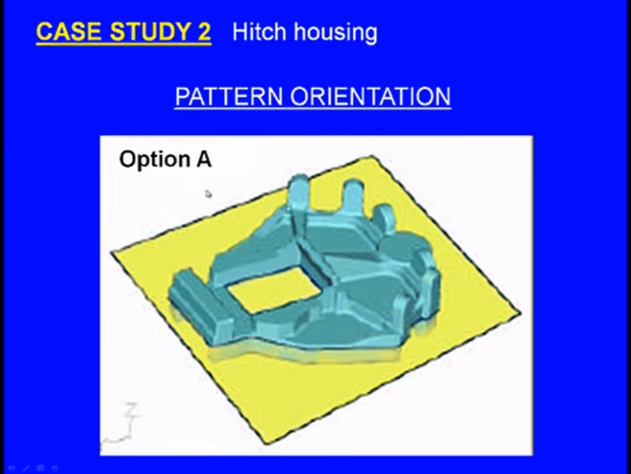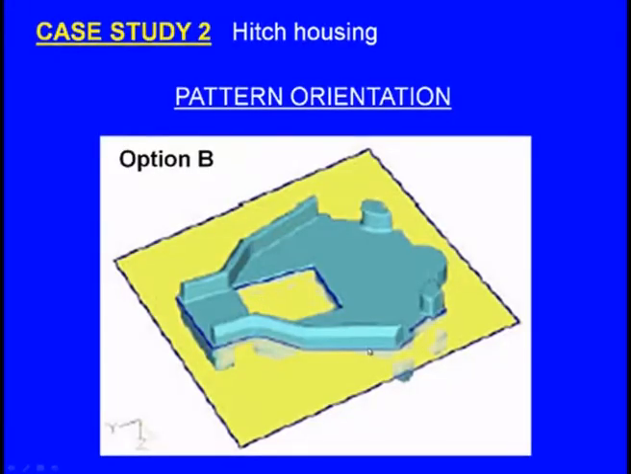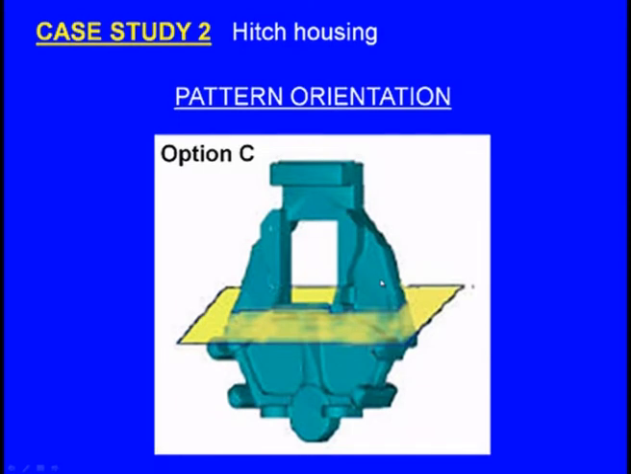Let us analyze. How should the pattern orientation be? Now, option A. The pattern has some complex and intricate features. You see, these are all the complex and intricate features. In this option A, the first option, these complex features are facing upwards and the flat portion is facing downwards. Let us take the second option. In the second option, the complex and intricate shapes are facing the bottom and the flat portion is facing upwards. Third option, the pattern is like this.